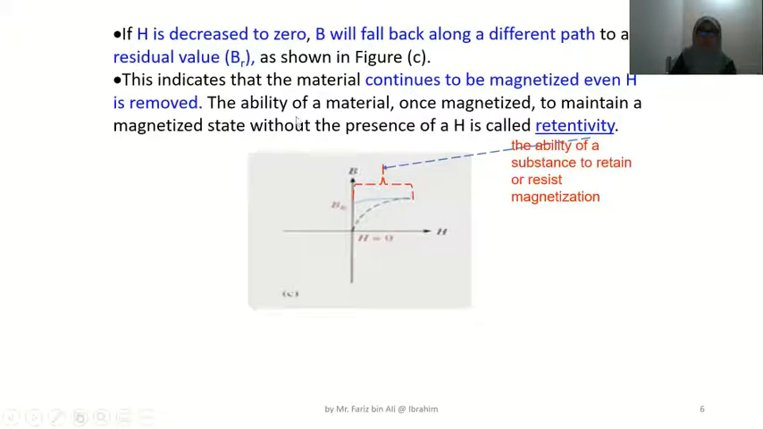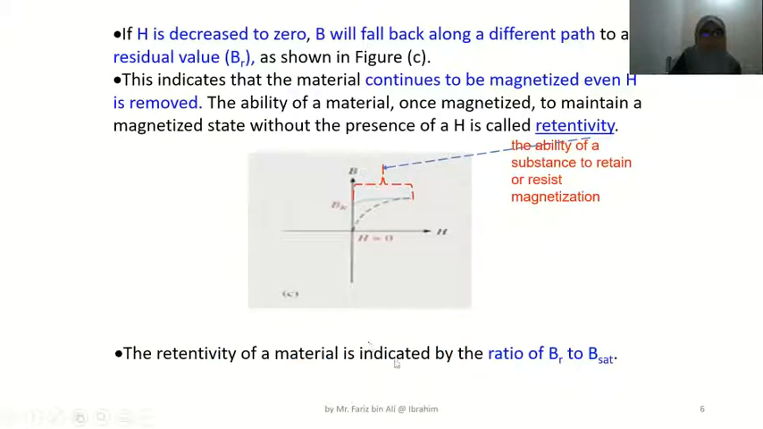The ability of the material, once magnetized, to remain in the magnetized state without the presence of H is called the retentivity. This retentivity is also known as the ability of the substance to retain or resist demagnetization, even though H is now 0. So B is still here, but along a different path, going to the residual B. The retentivity of the material is indicated by the ratio of the residual value of B to the B saturation.